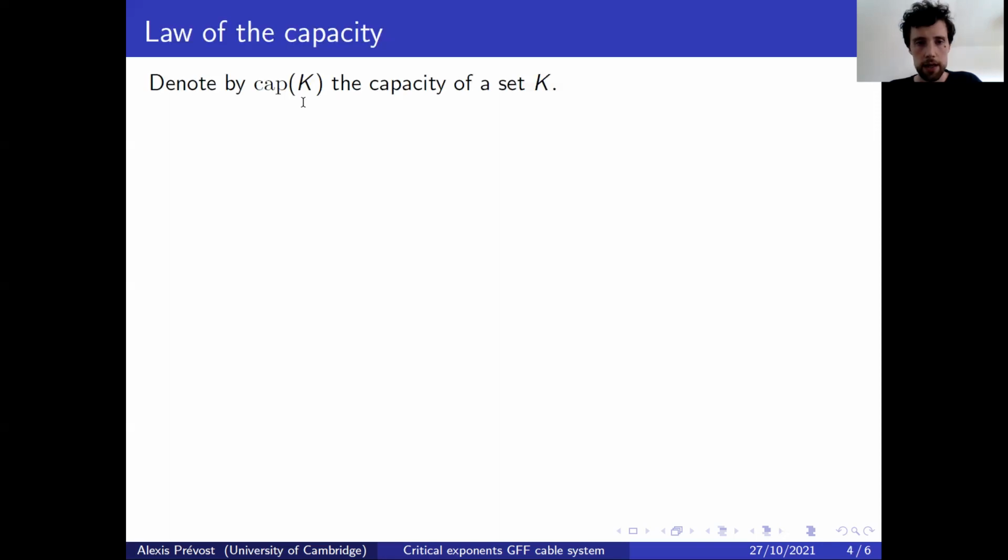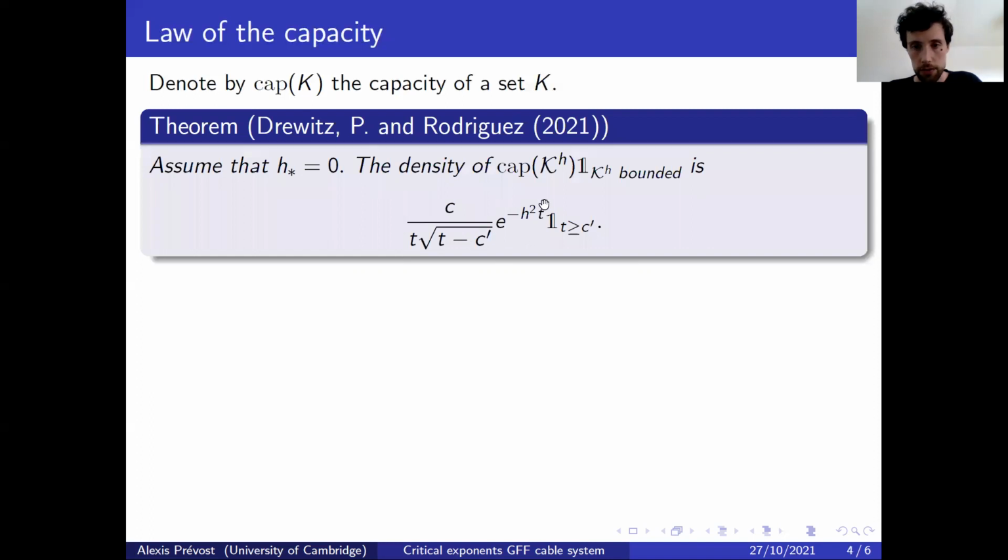And this way of measuring the size of the set K is particularly well adapted to our percolation model because we have the following strong result. The density of the capacity of the cluster at some level h is known explicitly by the following formula, where C and C prime are just explicit constants that I didn't write. So we know exactly the law of the capacity of my cluster, which gives us good information on how big exactly is K^h. And let me give two applications of this formula, which are interesting in terms of critical exponents.